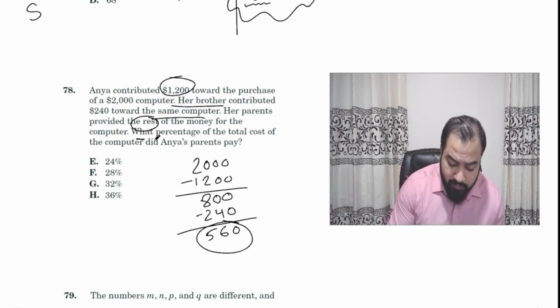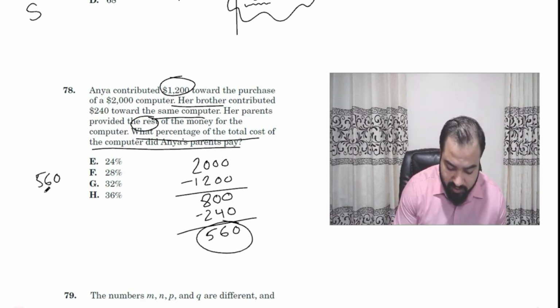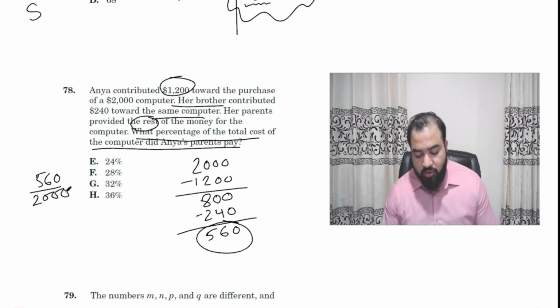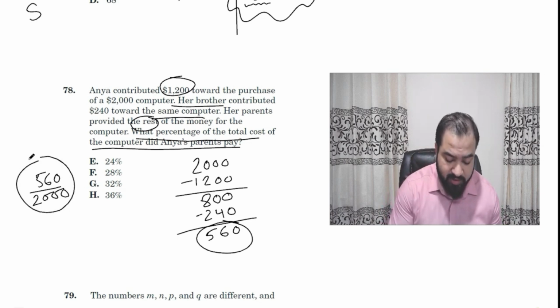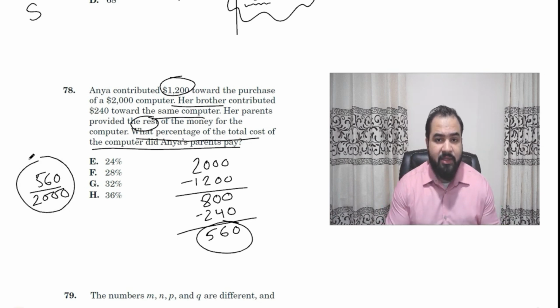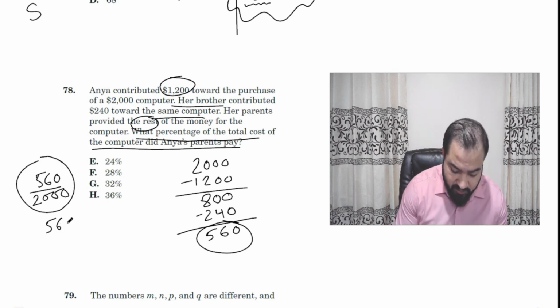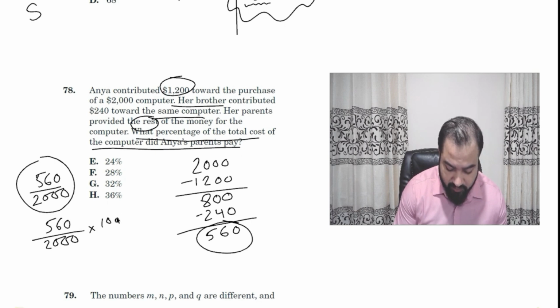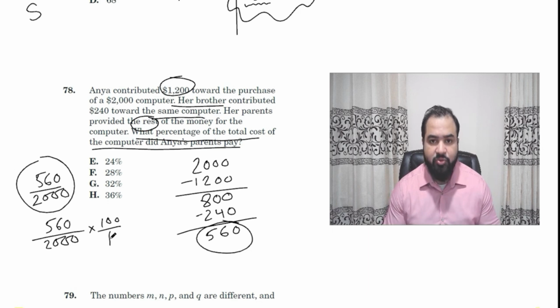Now, what percentage of the total cost of the computer did Anya's parents pay? Anya's parents paid $560 out of $2,000. Let me tell you one very simple shortcut. When you have a fraction and you want to turn it into a percent, you can just multiply that fraction by 100. So multiply the fraction, which is 560 over 2,000, by 100 over 1. Remember, any fraction times 100 over 1 will turn into a percent.